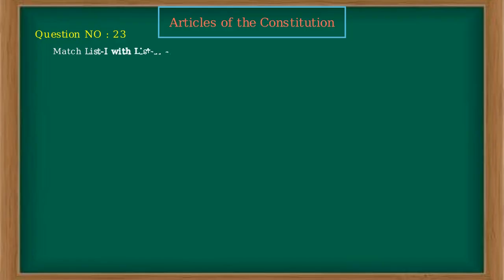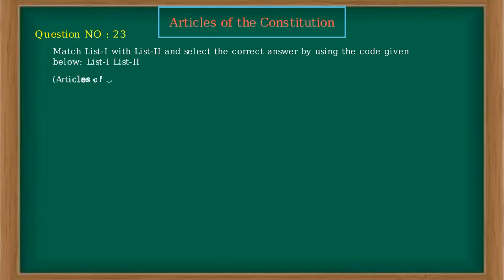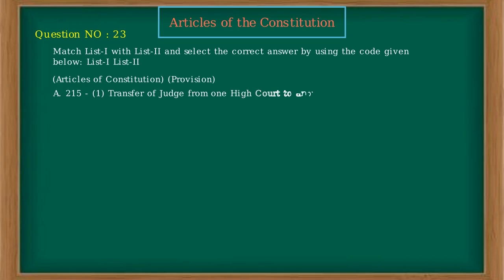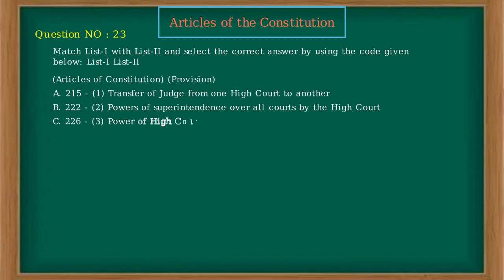Match list I with list 2 and select the correct answer by using the code given below. List I, List 2. Articles of Constitution, Provision. A. 215, 1. Transfer of judge from one high court to another. B. 222, 2. Powers of superintendence over all courts by the High Court. C. 226, 3. Power of High Court to issue certain writs. D. 227, 4. High Court to be court of record.